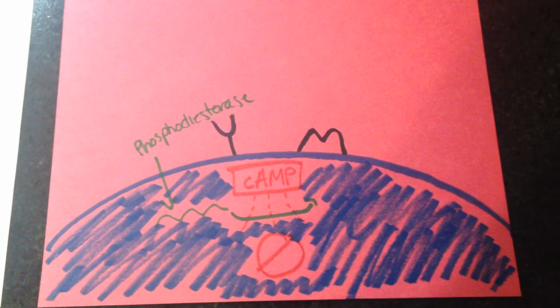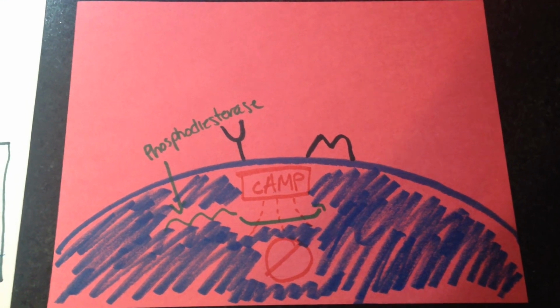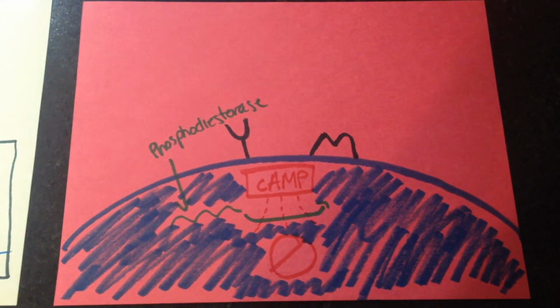When epinephrine and norepinephrine decrease, an enzyme called phosphodiesterase stops the reactions by cutting off cyclic AMP, thus decreasing heart rate.